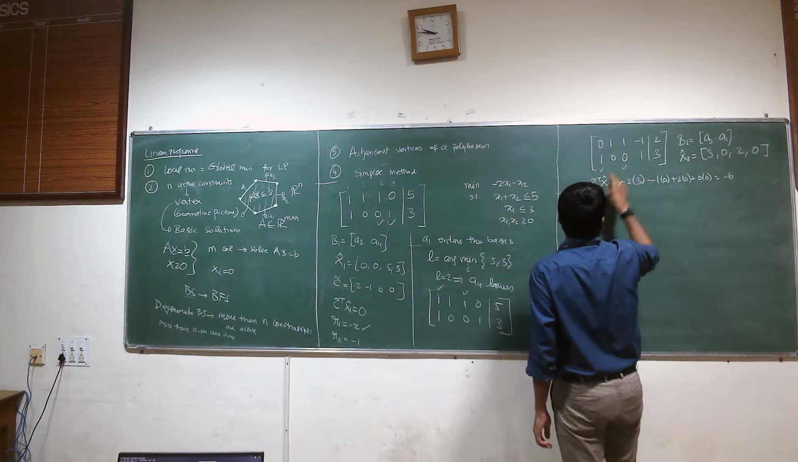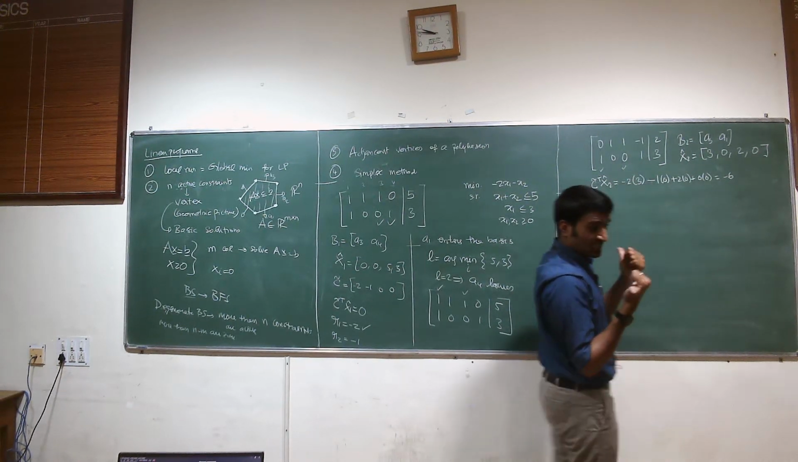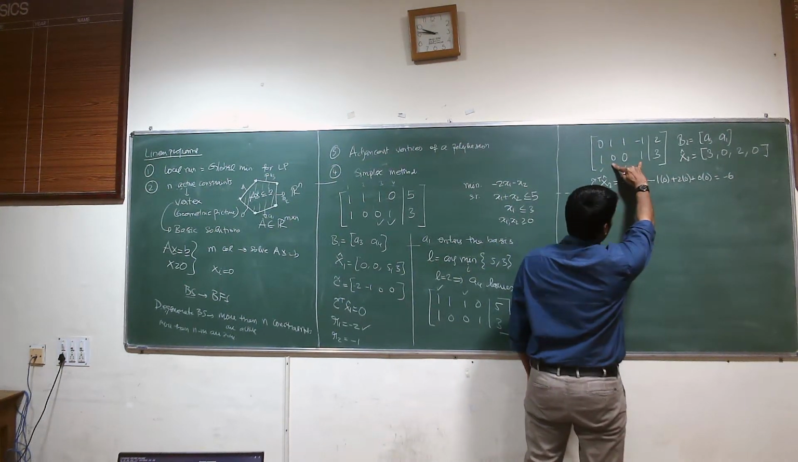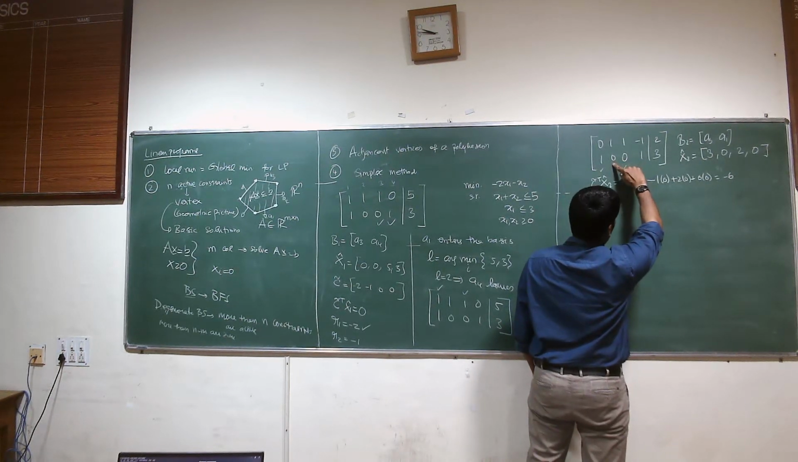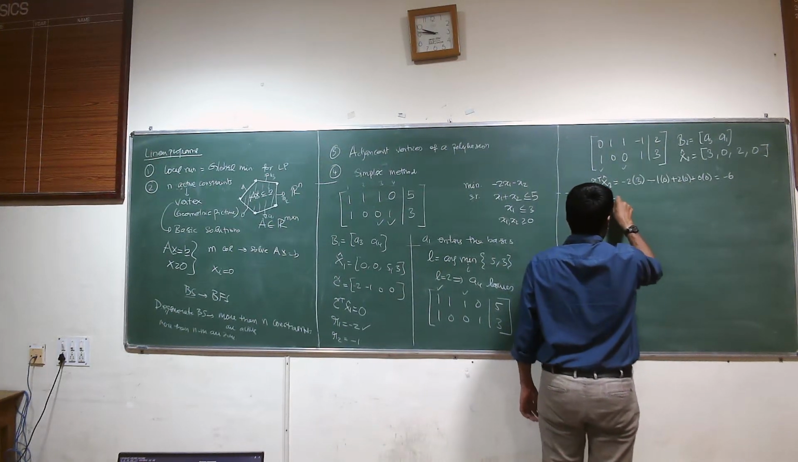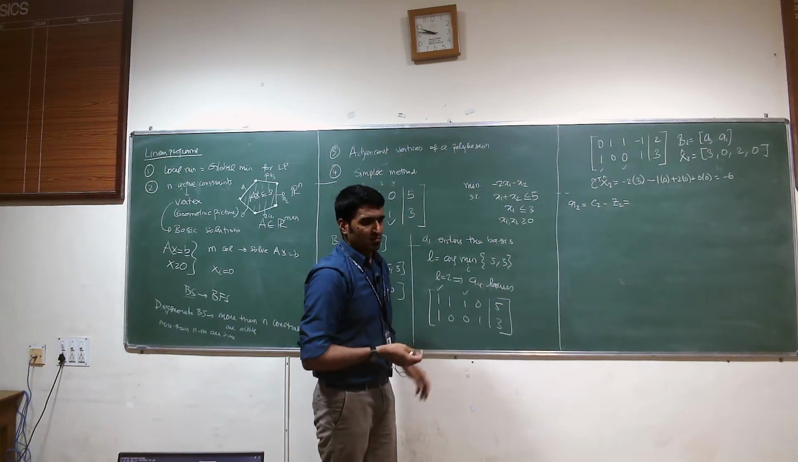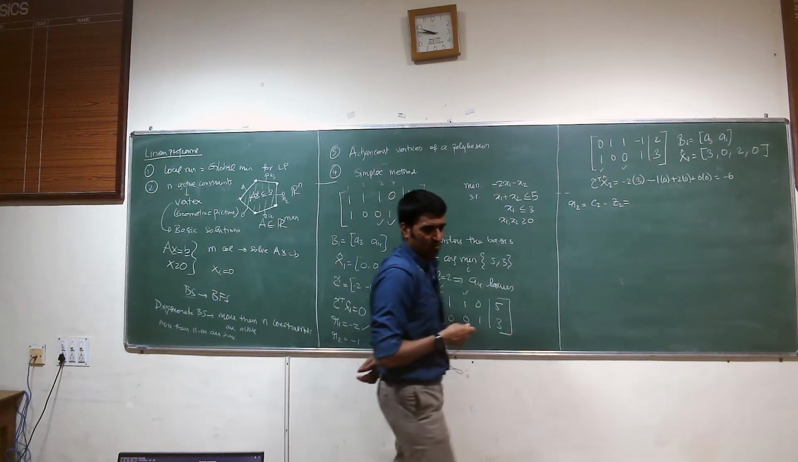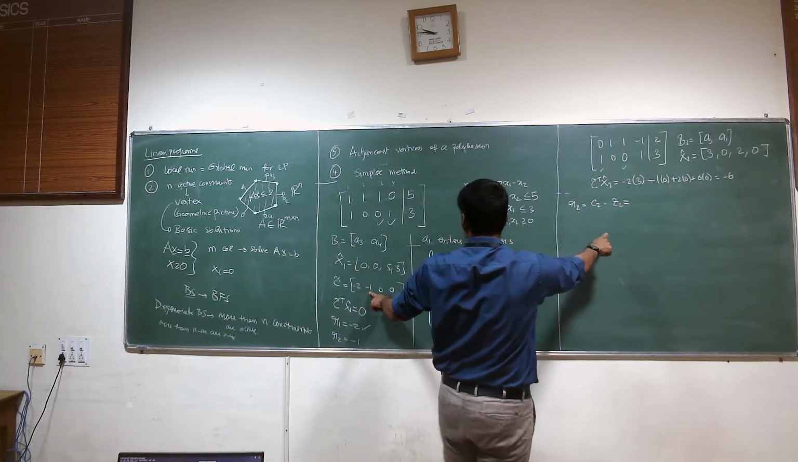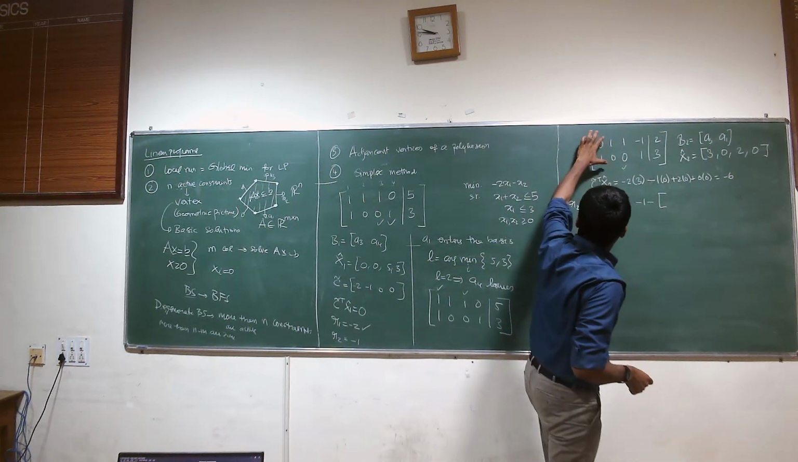Now we can still verify what happens in the adjacent vertices. The only adjacent vertices are these two, corresponding to A2 and A4. So what is R2? Tell me what R2 is. C2 is, what is C2? C2 is minus 1. This one. Well, we're talking about A2.